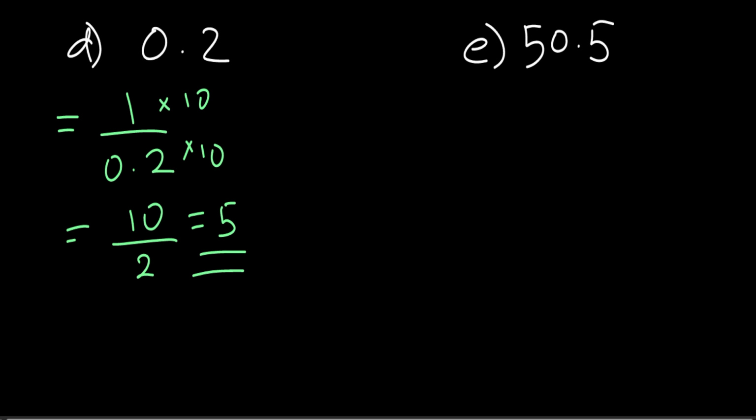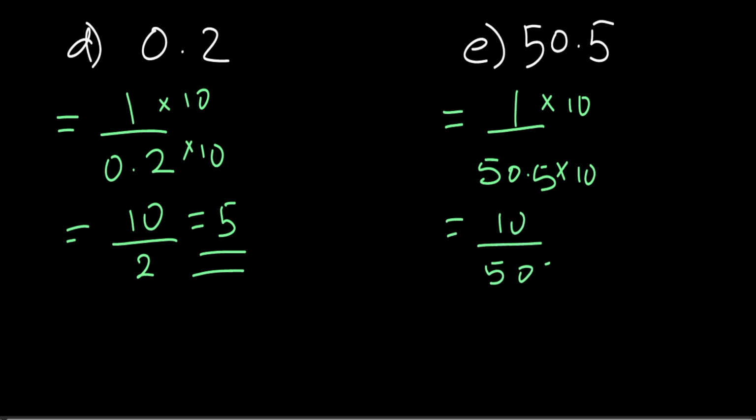Now for the other question, just the same scenario, 1/50.5, which again you can multiply by 10 to give you 10/505, and then obviously simplify by dividing by 5, divide by 5, and it gives you 2/101. So basically it's simple.